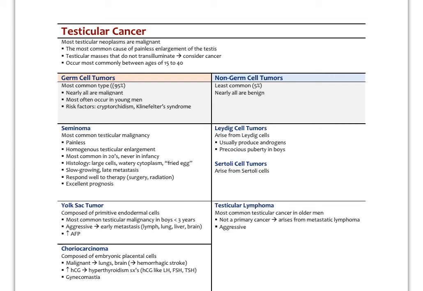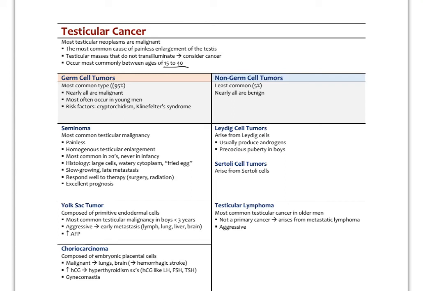Finally, I want to say a word about testicular cancer. Most testicular cancers are malignant. They're the most common cause of painless enlargement in the testes. So that's why we're always with our general exams, especially in younger patients where a lot of these show up. We want to be able to palpate the testes and make sure there's no abnormality. These are testicular masses that will not transilluminate, and whenever we see that, we need to consider cancer. And testicular cancer most commonly occurs between the ages of 15 and 40. So unlike other cancers that happen in later life, these happen in younger life.